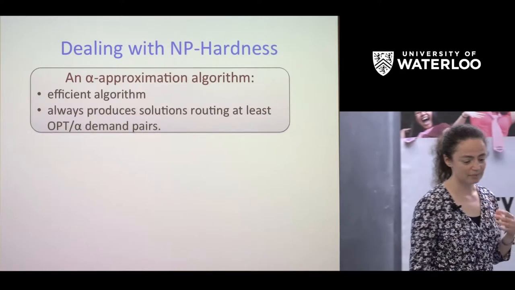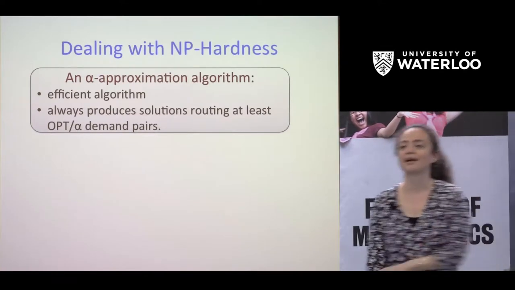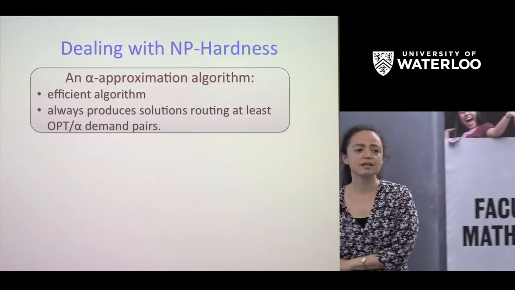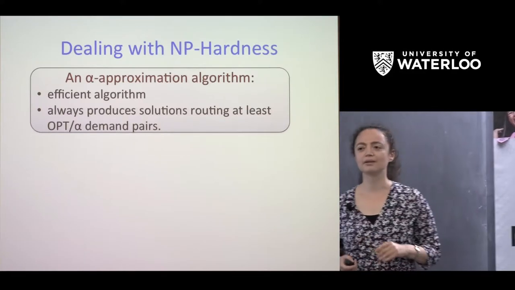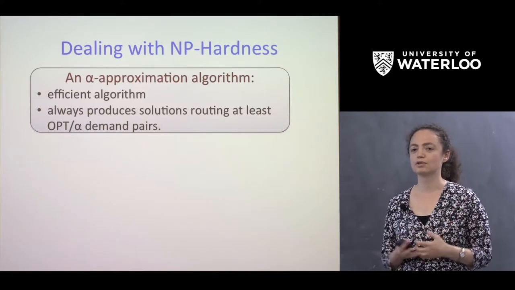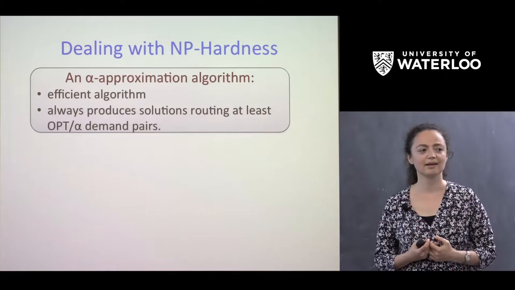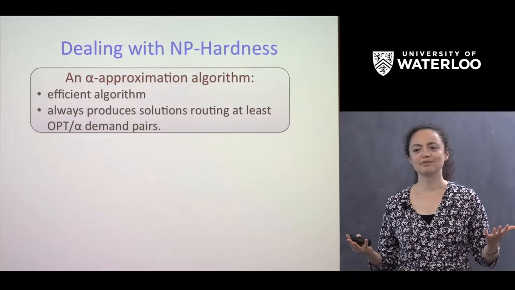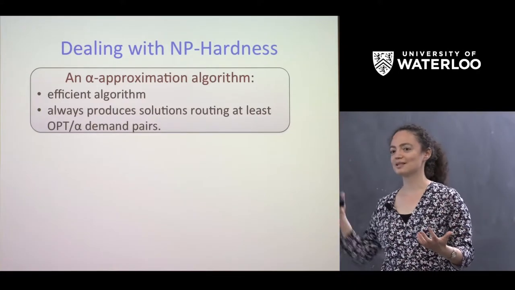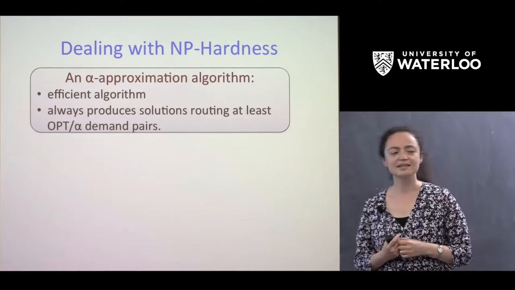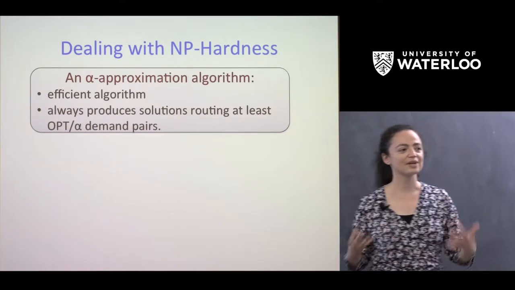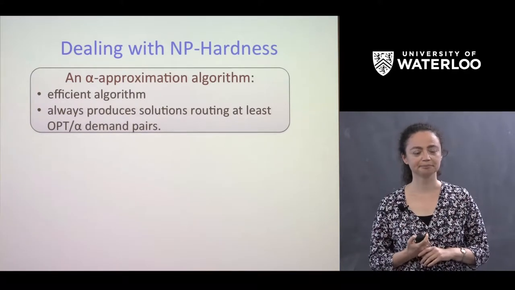Okay, so we go back to our problem, the disjoint path problem. And now I want an alpha approximation algorithm. So I want my algorithm to compare really well to the optimal solution, and I want to be able to prove it. But we don't know the optimal solution, right? We actually can't even compute it, that's the whole problem, right? So how can I claim that my algorithm compares really well to the optimal solution?